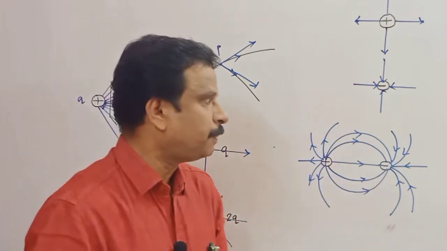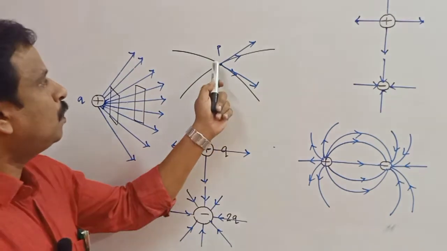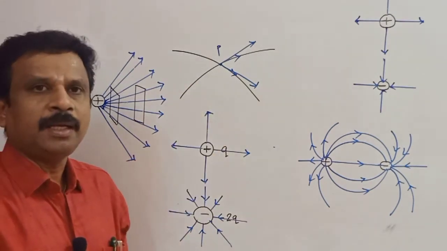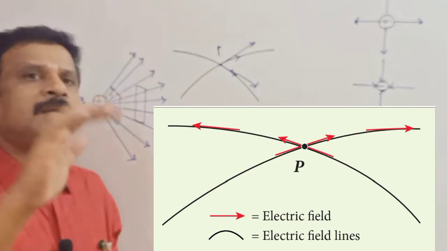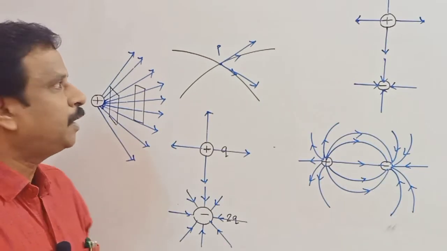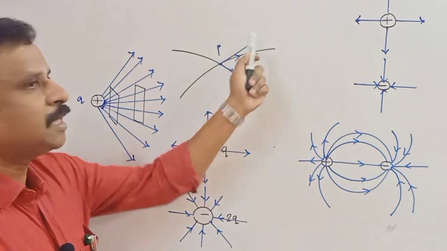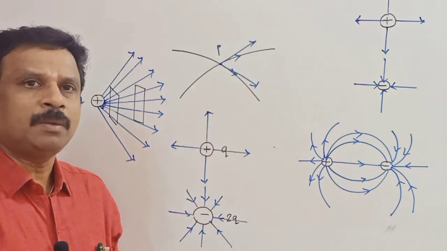That is another important point. Then if you want to find out the direction of the electric field at any point along the electric field line, you just draw the tangent at that point to the electric field line, then you will get the direction of the electric field at that particular point.